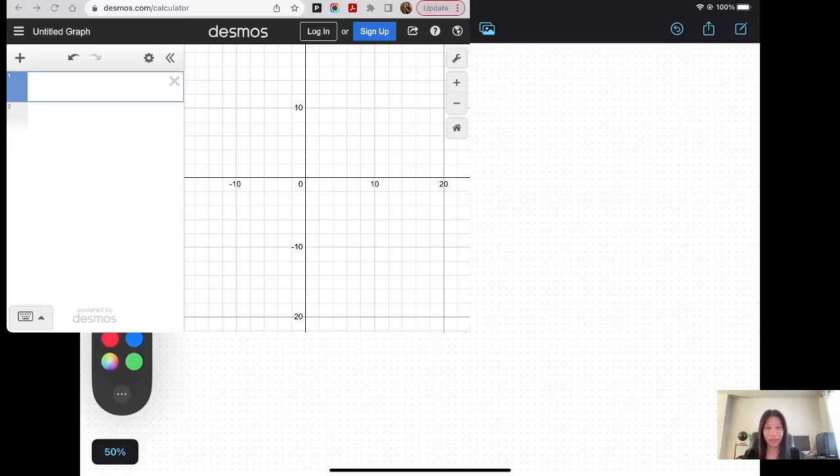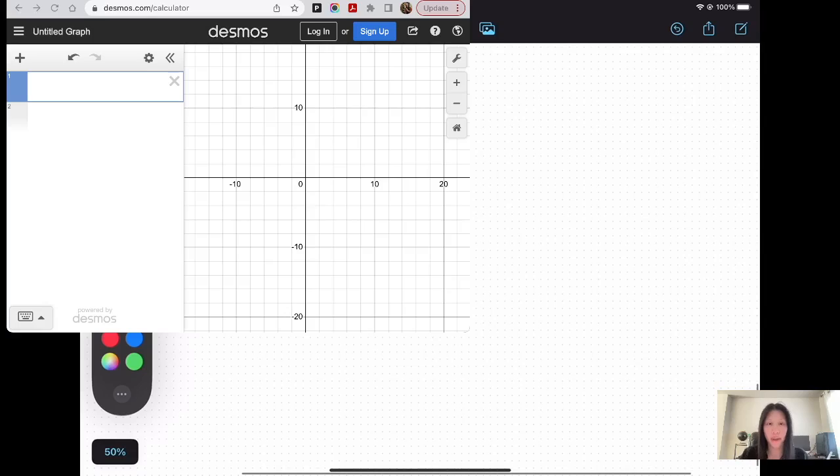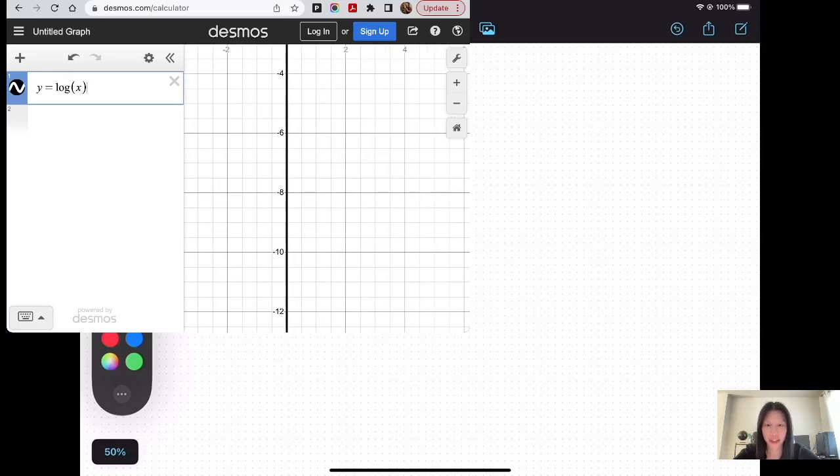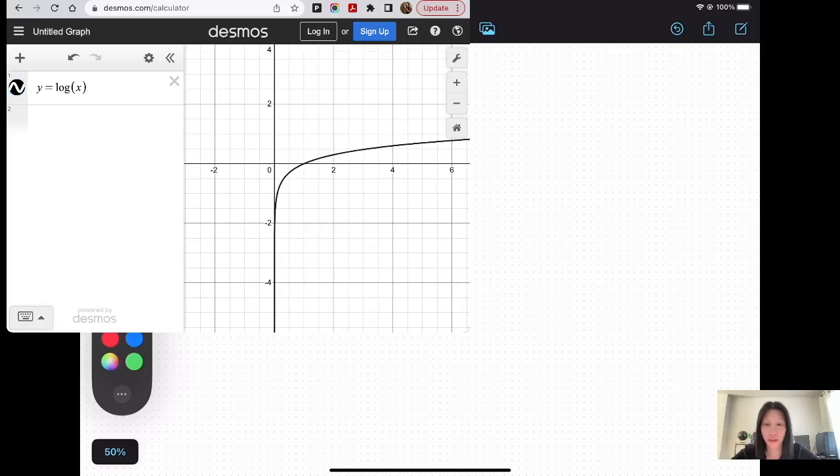Hello everyone, in today's class we will be talking about the graph of a logarithm function. Now when I open desmos.com, I'm going to show you some functions and their graphs, such as y equals the common log of x. The black line shows the graph of a base 10 logarithm function. What about y equals ln, which is the natural log? It shows the blue line.